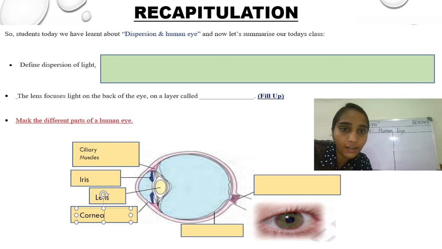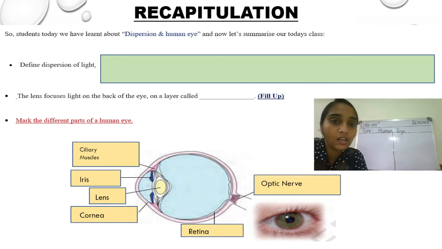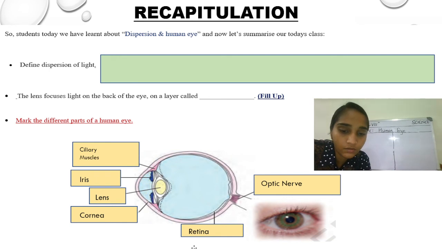And what about the leftover parts? This is where the lens is focusing the light: it is the retina. And the other part that is left is the optic nerve, students. The basic functions of the optic nerve and ciliary muscles are left to discuss, which we will take up in our next class. Okay, very good students.